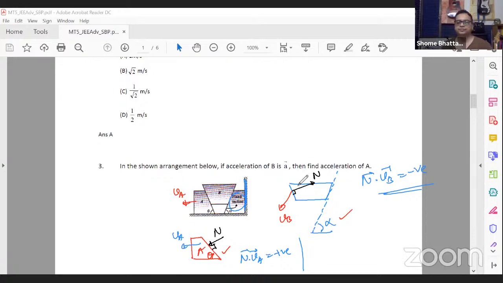Okay. This VB is parallel to this, so it is like this. From the vertical, we'll be making this angle alpha, whereas this N is along this normal. So this will be making an angle theta like this with the vertical. So it's a bit complex, the angle between these two.